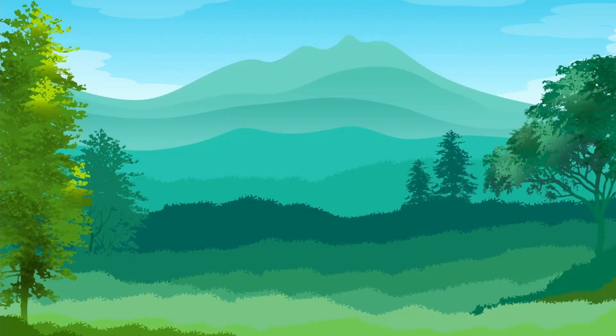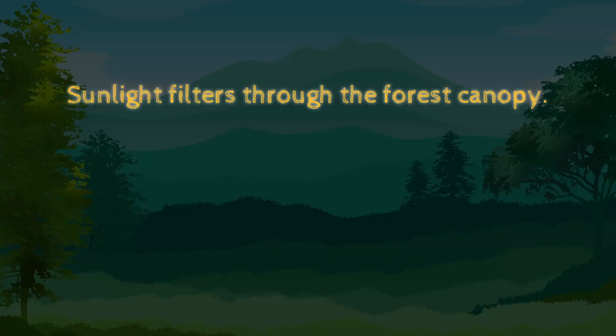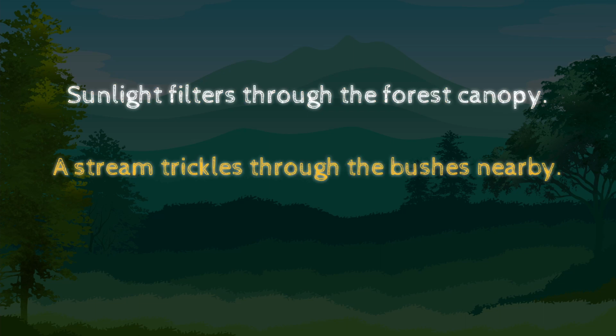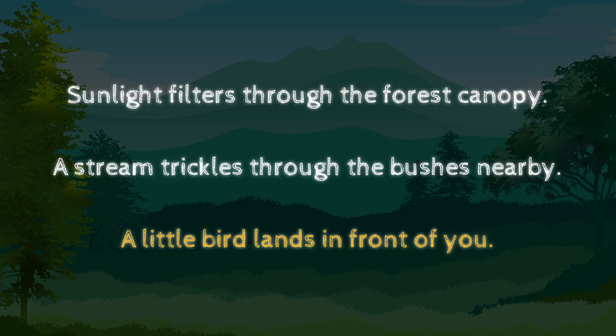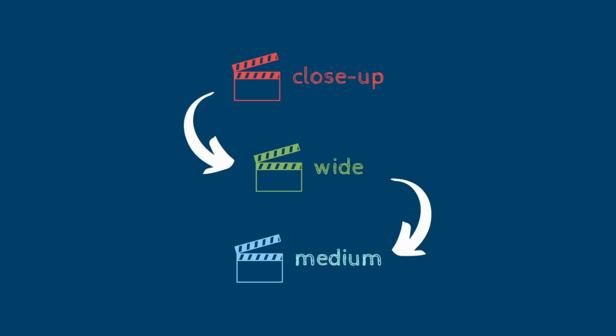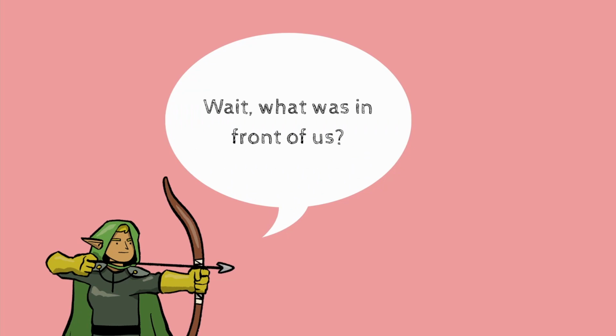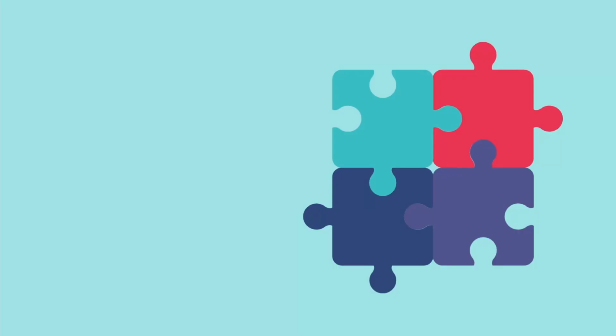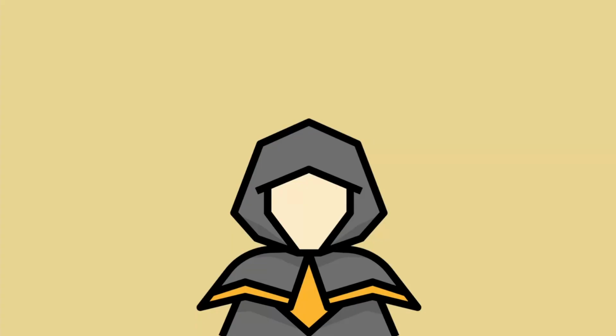Let's say you describe a woodland scene like this. Sunlight filters through the forest canopy. A stream trickles through the bushes nearby. Suddenly, a little bird lands in front of you. These 3 descriptions follow our film shot pattern. Wide, medium, then close-up. But swap them around, and your players might get lost. Order matters. So, how can we put these shots into action when DMing?